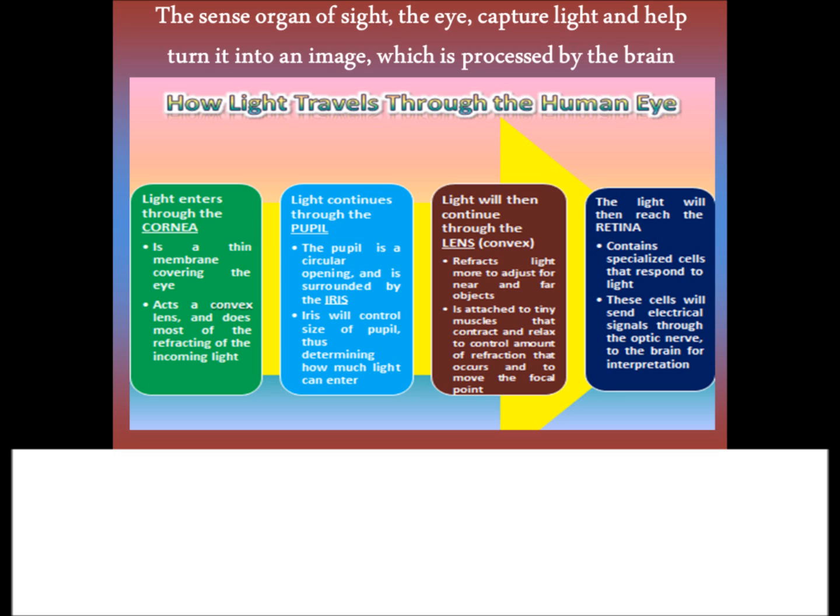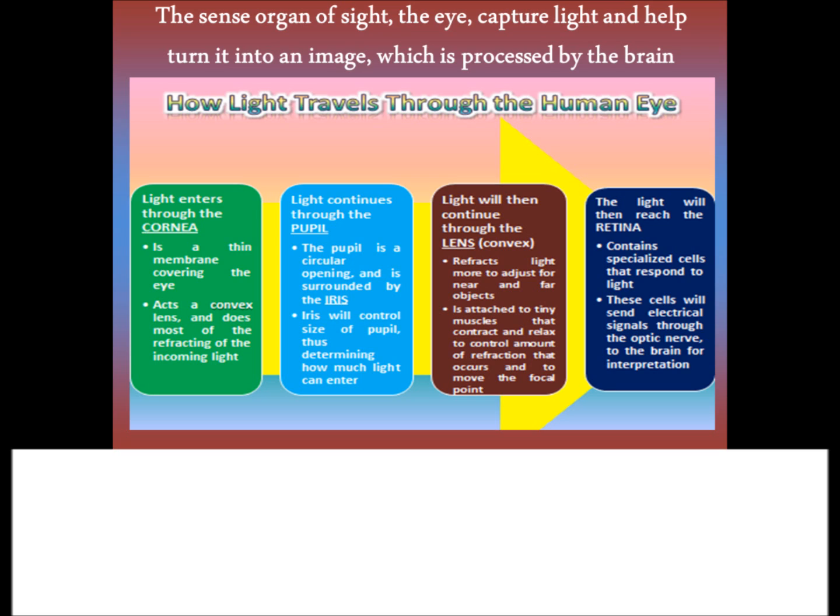After the light passes through the cornea, it's going to then continue through the pupil. The pupil is the dark circular opening which appears black, and it's surrounded by the colored portion of your eye, and this is known as the iris. Now the iris has muscles in it which will help to either contract or dilate the pupil, and this will help to determine how much light will enter your eye.